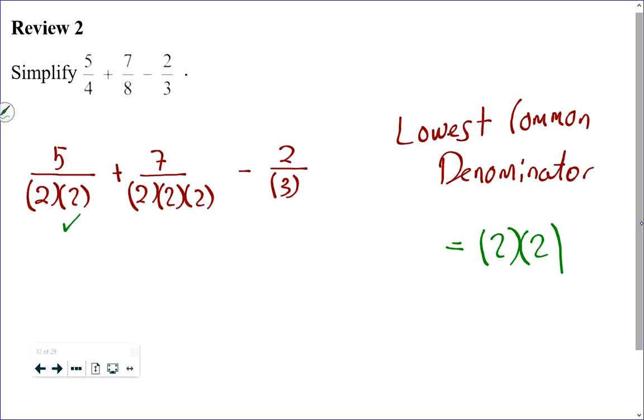I move to the second denominator. The second denominator needs to contain 3 factors of 2. But we've already got 2. We already have 2 here. So that means we need 1 more. And this is now represented.